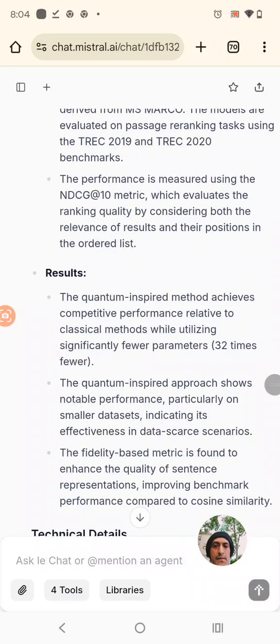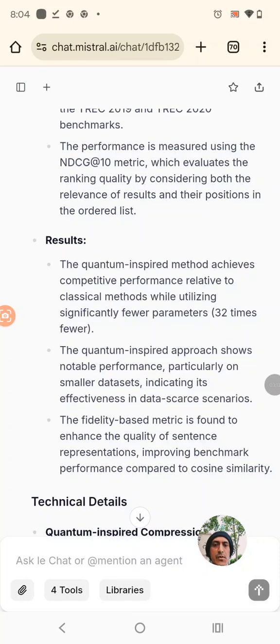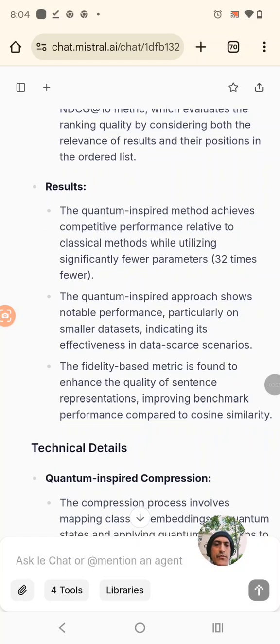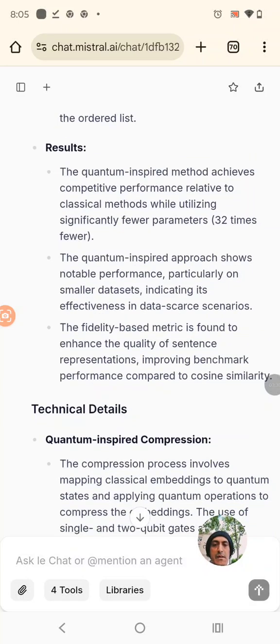So the results. This method achieves competitive performance relative to classic models while utilizing significantly fewer parameters, 32 times fewer. Well, remember that we are using qubits, quantum circuits, so parameters should be fewer. The approach shows notable performance, particularly on smaller datasets, indicating its effectiveness in data scarce scenarios. The fidelity based metric is found to enhance the quality of sentence representations, improving benchmark performance compared to cosine similarity.